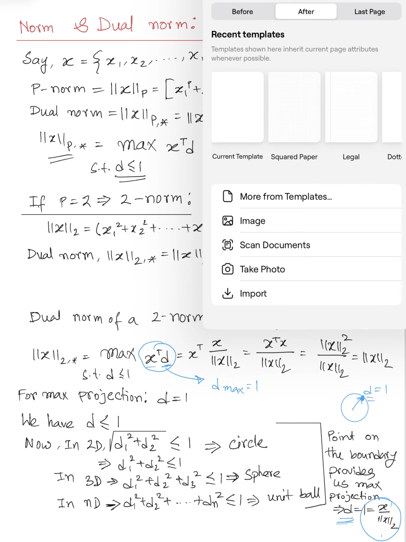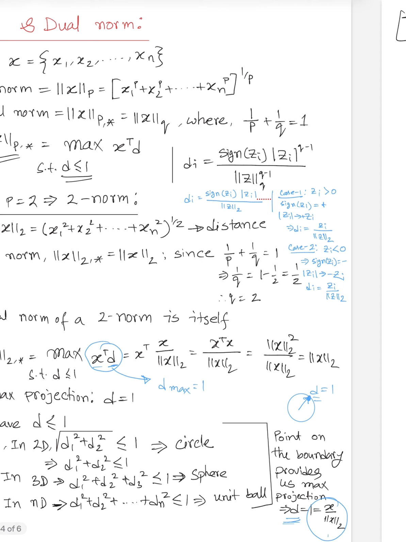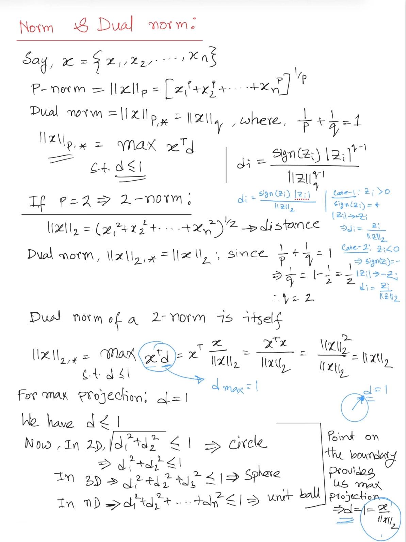For example, if we consider p is equal to 6, then what does it become? It becomes 1 by p plus 1 by q is equal to 1. So 1 by 6 plus 1 by q equal to 1, which means q is equal to what? 1 by q is equal to 1 minus 1 by 6 equal to 5 by 6. So q is nothing but 6 by 5. So if p is equal to 6, q is not equal to 6. Q is different. So p is not equal to q, unlike the 2 norm case where p is equal to q.